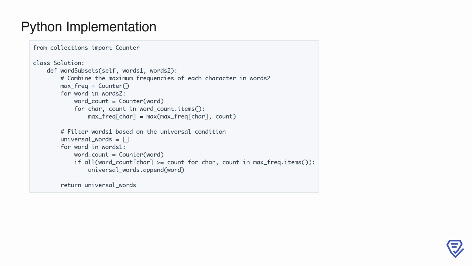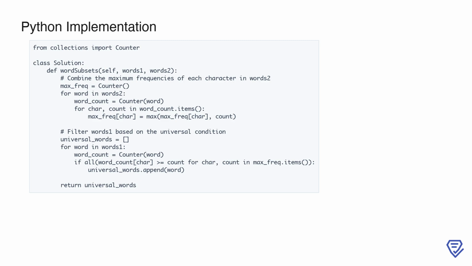4. Filtering candidate words. The second step filters the words in words 1 to find those that meet the universal condition. For each word in words 1, its character frequency is computed using Counter. The word is added to the result list universal_words only if it contains all characters from max_frequency with at least the required frequency. This is checked using a generator expression inside the all function. 5. Returning the result. The filtered list of universal words is returned as the output.